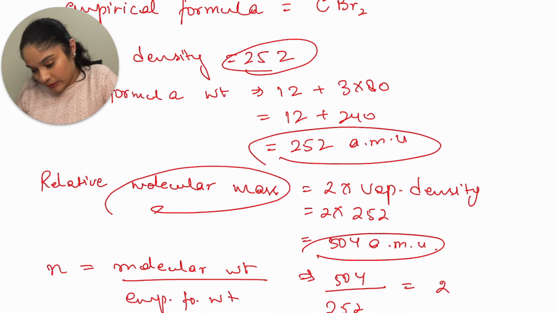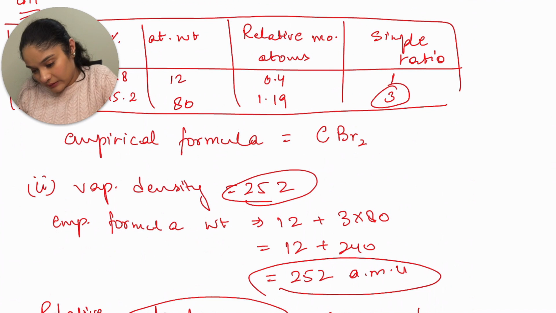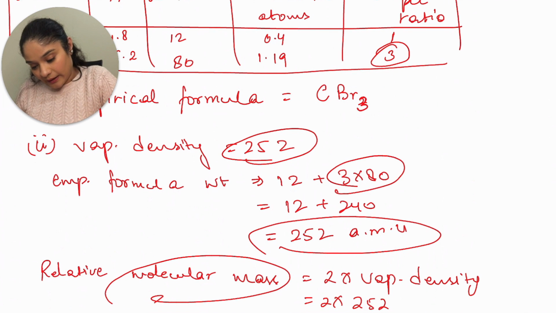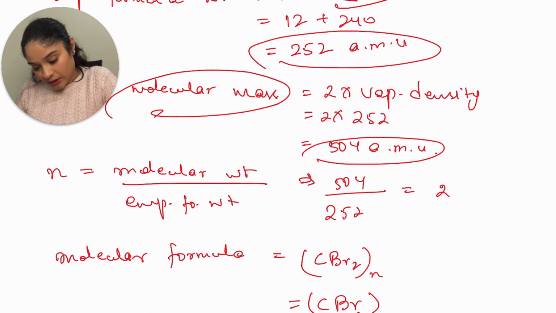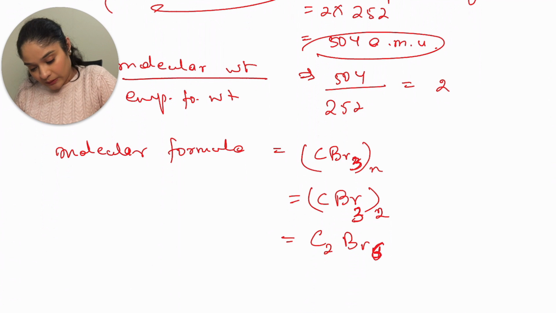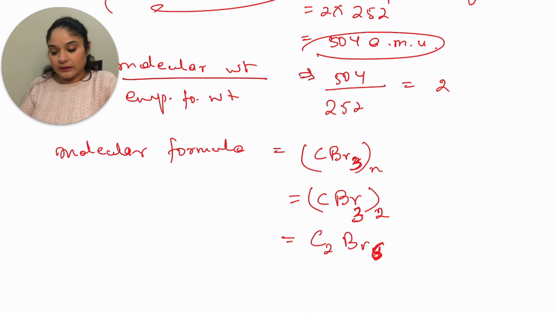Just one second. Oh, this was 3, right? So this is CBr3. I did multiply it by 3. This is fine. Then this should be 3 right here, and this becomes a 6. So C2Br6. Okay.